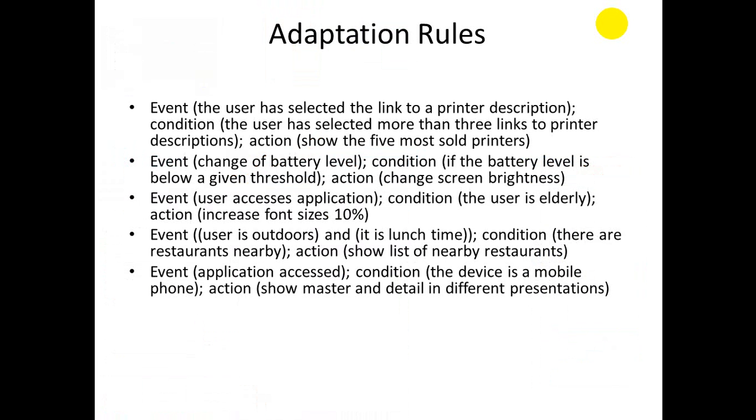Adaptation rules can be expressed in the format event, condition, action. So first of all, the event: the user has selected the link to a printer description. For example, the condition: the user has selected more than 3 links to printer descriptions, and the action: show the 5 most sold printers.